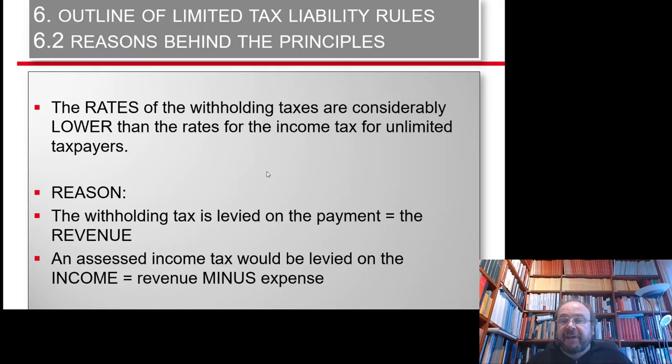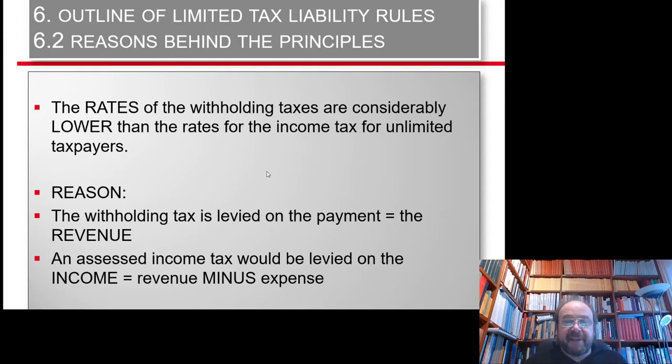If you look to the legal sources, you will find out that the rates of a withholding tax are usually considerably lower than the rates which are levied on the income of unlimited taxpayers. And that has a reason, because 15% on the revenue is something completely different than 45% on the profit. The profit is revenue minus expense. That can be a very low amount of money.